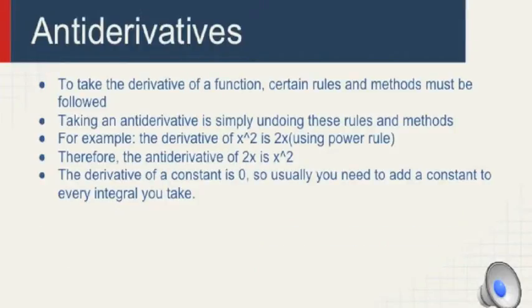Well, what exactly is an antiderivative? To take the derivative of a function, certain rules and methods must be followed, we know that. Now, taking an antiderivative is just undoing these rules and methods. For example, say we're given x squared, and because of the power rule, we know that its derivative is just 2x. And similarly, if we're given 2x, we know that its antiderivative is just x squared. And it's important to mention that the derivative of a constant is 0, so we need to add a variable to represent the constant after every integral is taken.